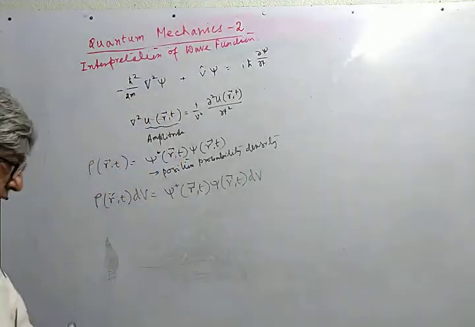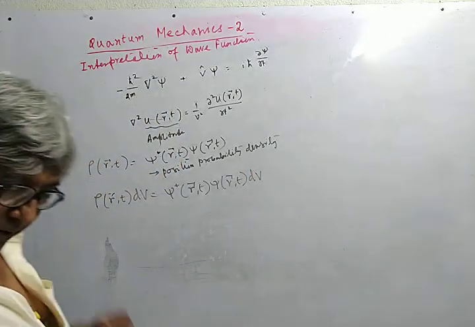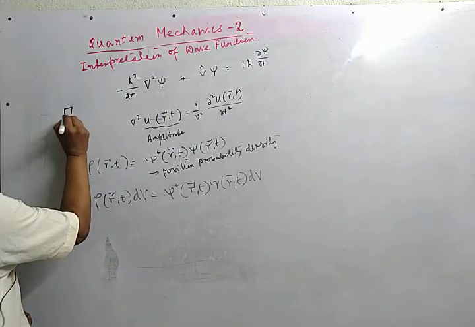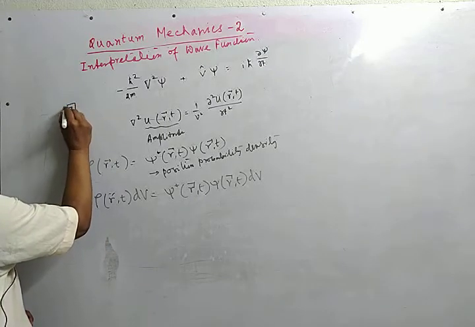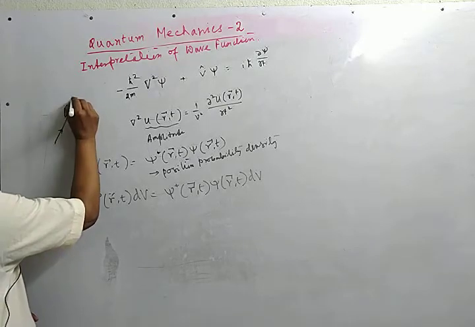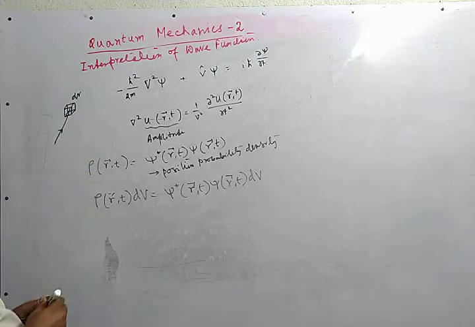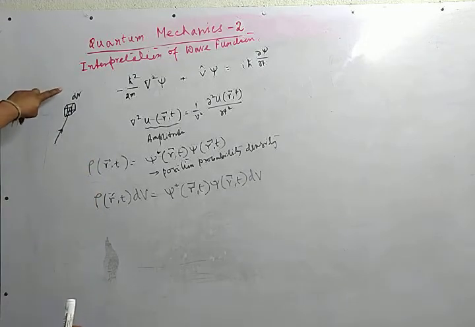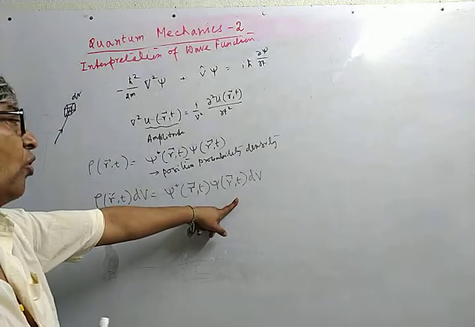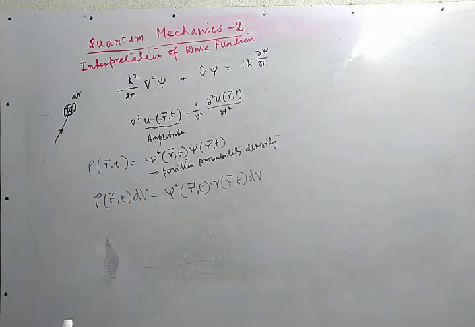So what does it mean? It represents the probability. If we consider a volume element delta V around the point r, the probability of finding the particle within dV around r is given by this. This is the Born interpretation of the wave function.